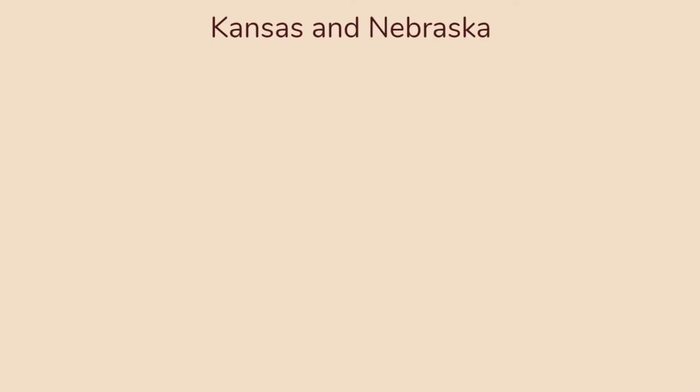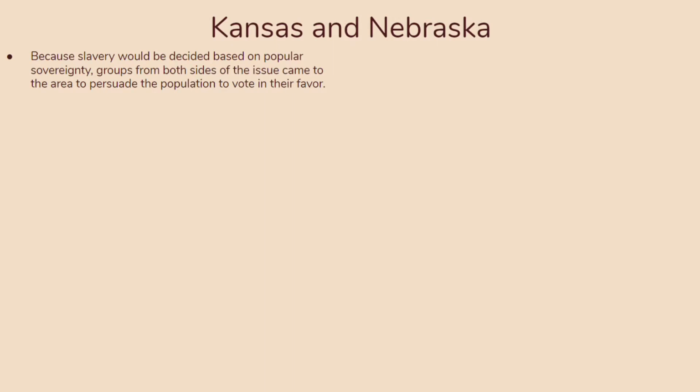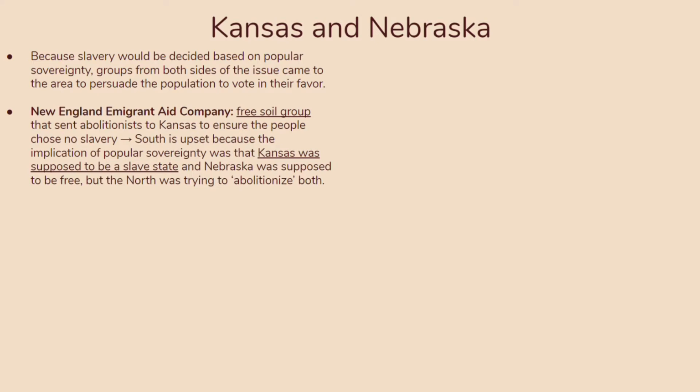Okay, so to start off, let's talk about Kansas and Nebraska. If you remember, we talked about how slavery would be decided based on popular sovereignty, so it would either become a slave state or a free state depending on what the people wanted. And so groups from both sides of the issue came to the area to persuade the population to vote in their favor. For example, you have the New England Immigrant Aid Company. This was a free soil group that sent abolitionists to Kansas to ensure the people would choose that they didn't want slavery, that it was going to be a free state.